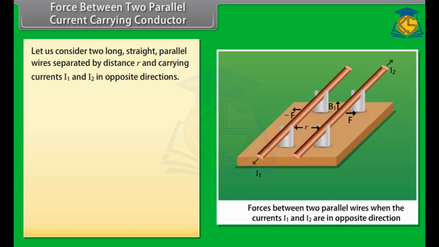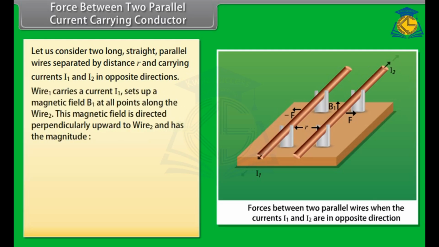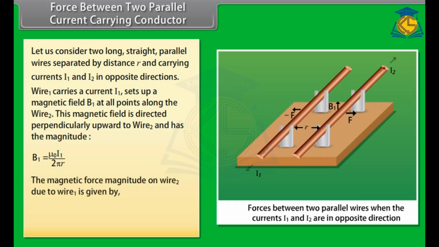Let us consider two long, straight, parallel wires separated by distance r and carrying currents I1 and I2 in opposite directions. Wire 1 carries a current I1, and sets up a magnetic field B1 at all points along wire 2. This magnetic field is directed perpendicularly upward to wire 2 and has the magnitude equal to mu naught I1 divided by 2 pi r. The magnetic force magnitude on wire 2 due to wire 1 is given by mu naught I1 I2 L divided by 2 pi r.